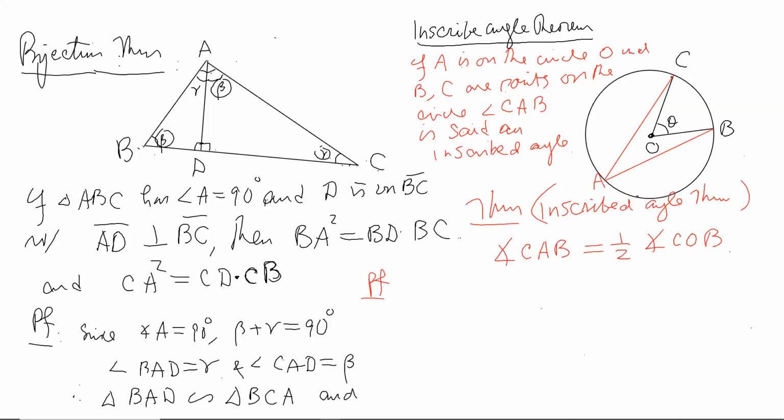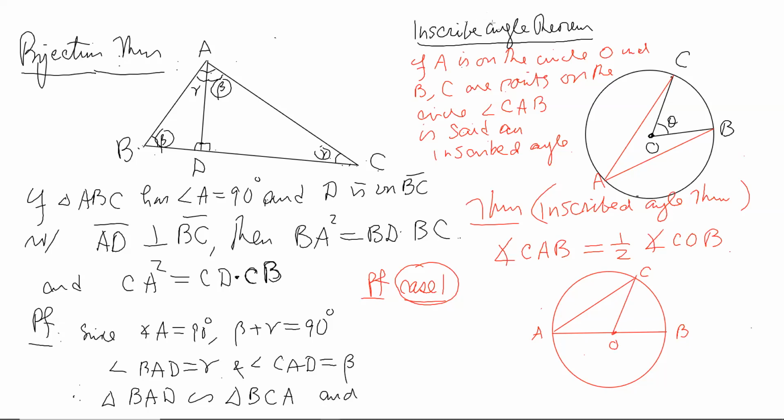We do the proof for the cases. Because of the inscribed angle, there are many different cases. The first case is this. We have a circle here, and your inscribed angle has one side passing through the diameter, like this. Here are A, B, and C, and your center is here, that's O.